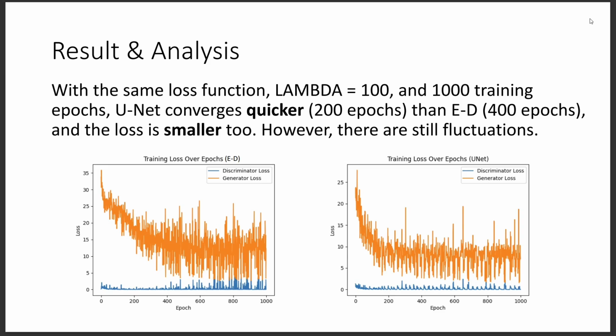Here's our result and analysis. With the same loss function and the parameter lambda, we train both models over 1,000 epochs. We can observe that UNet has converged quicker than the encoder-decoder structure, and the loss of the UNet is smaller too. However, there are still fluctuations at the later epochs.